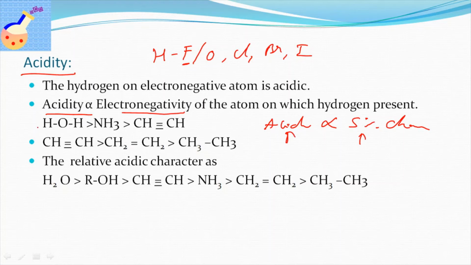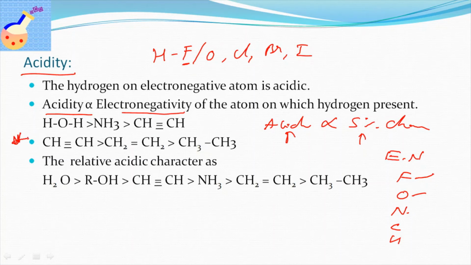So let us compare a few examples here. Water, ammonia and acetylene. In these cases, oxygen is more electronegative. Hydrogen is attached to oxygen. That's why this proton is more acidic. So H2O is greater than ammonia is greater than acetylene. I'll give you the order of electronegativity here. See, FONCH. Please remember this, FONCH. The topmost electronegative element is fluorine, after that oxygen, nitrogen, carbon and hydrogen. Okay, so H2O is greater than NH3 is greater than acetylene.